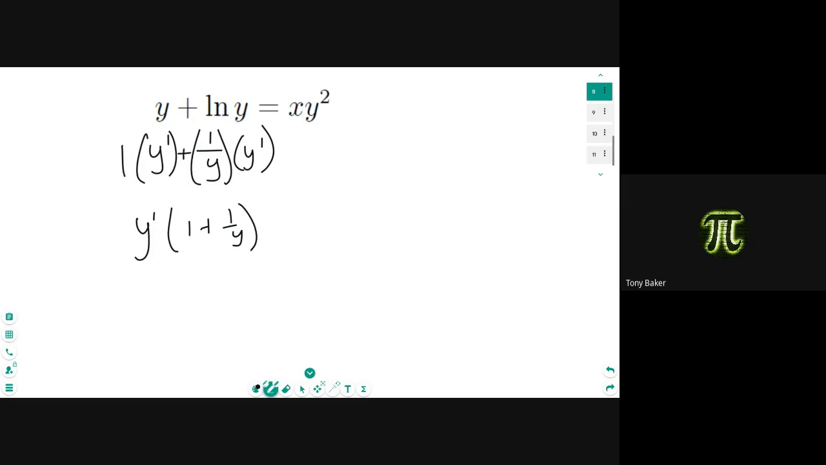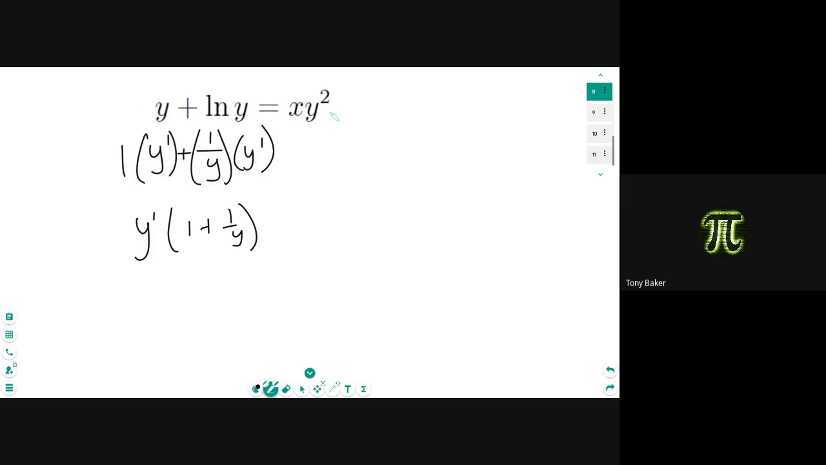Does that make sense? On the left side? Okay. I just pulled out the y prime. So it's the derivative of this, which is 1 times y prime. And then the derivative of ln of y is 1 over y times y prime.